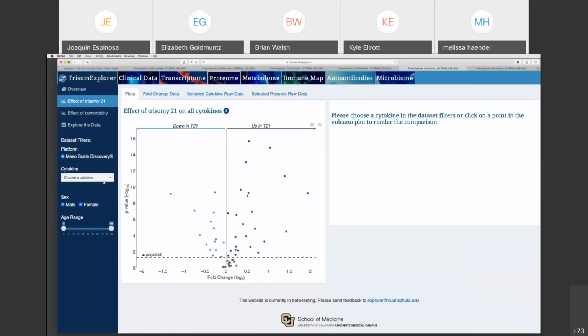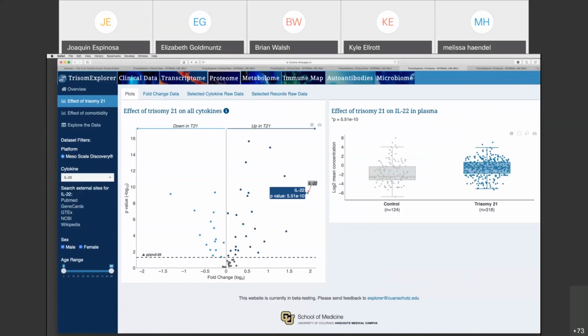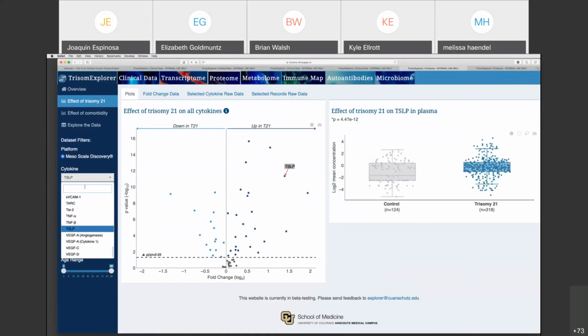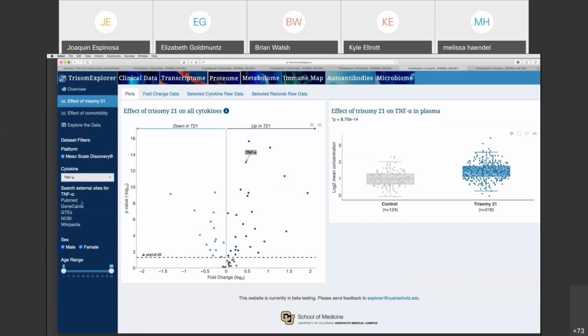and I can select proteomics, and this is mesoscale discovery assays, an assay to measure inflammatory markers in the blood, and I can look in this volcano plot at proteins that are upregulated in Down syndrome. There's a cytokine called IL-22 that is much elevated in Down syndrome. And I can zoom over and see TSLP is also elevated. I can come here and search for, say, TNF-alpha, and it points me to TNF-alpha. And again, I can filter this.